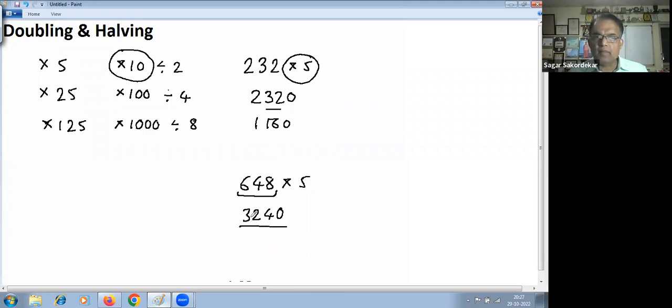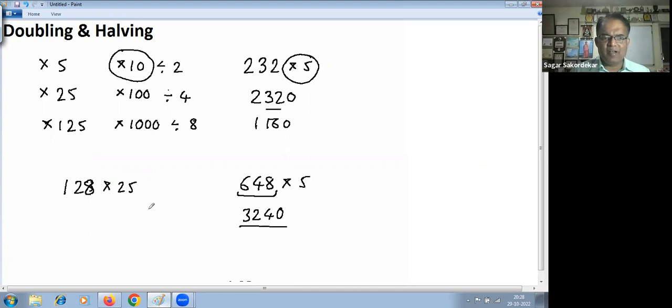Yeah, that's correct. I said already that you can extend this for 50, 500, 250, 2500 and so on. I'm not taking all combinations because of time constraint. Let's take one example of multiplying by 25. I'll take a slightly easy one, 128, to make it easy. You can do 1, 2, 3 also.